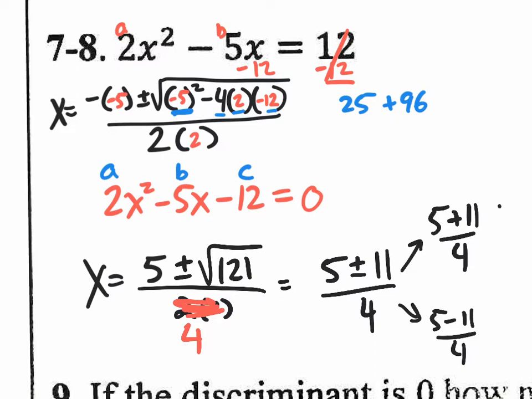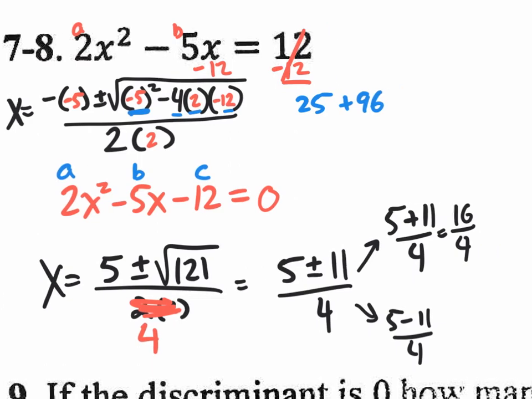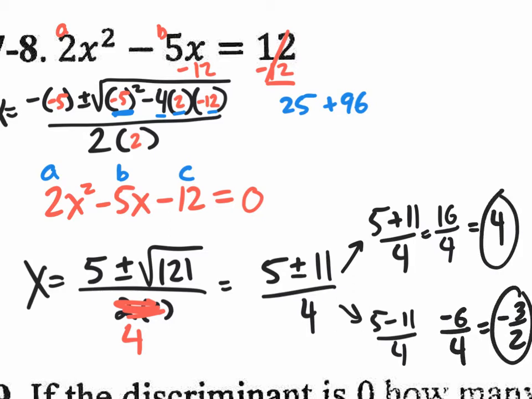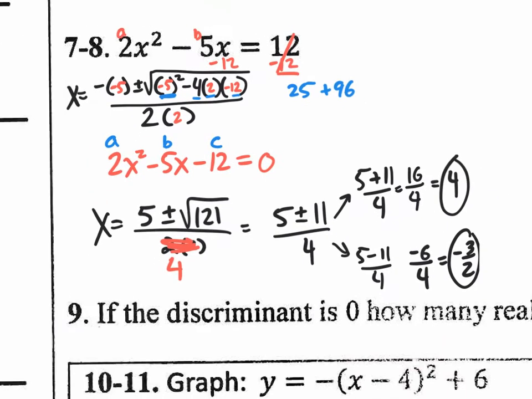5 plus 11 is 16, and 16 over 4 is 4. 5 minus 11, that's negative 6. And negative 6 over 4 could only be reduced down to negative 3/2. Or you could also say negative 1.5. But those are your two answers for that quadratic equation using the quadratic formula.